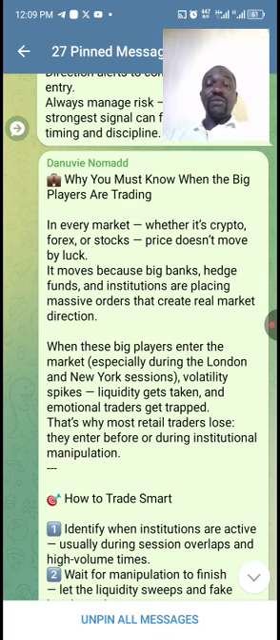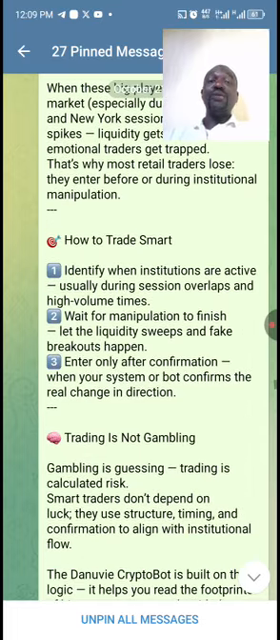Okay, so let's move on. I think that's that about that. Let's move on. So how to trade smart now? Identify when institutions are active. You see, very key. You need to know when they are active.